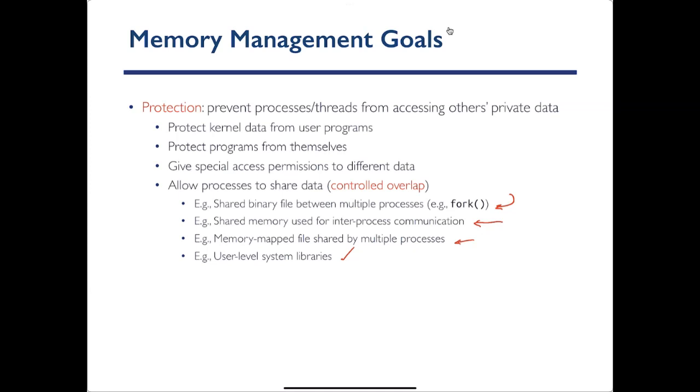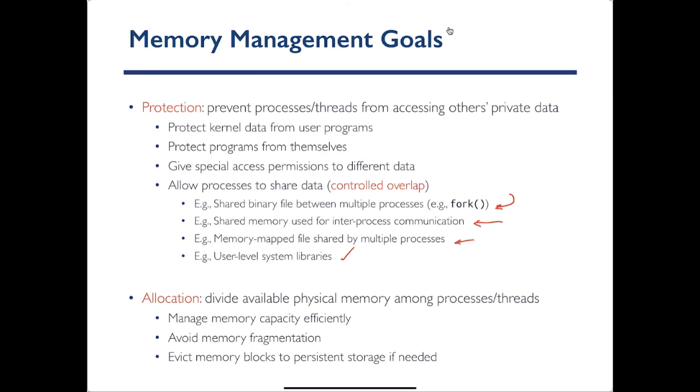Okay, so that was protection, which was the first goal of memory management. The second goal of memory management is allocation. So you not only want to protect your data, you also want to manage and allocate available physical memory between your processes.